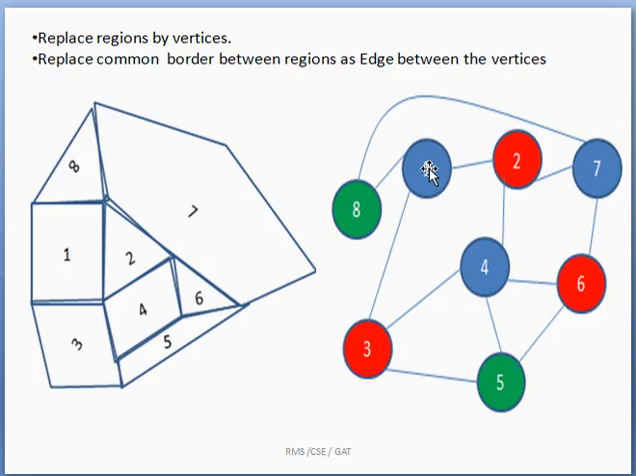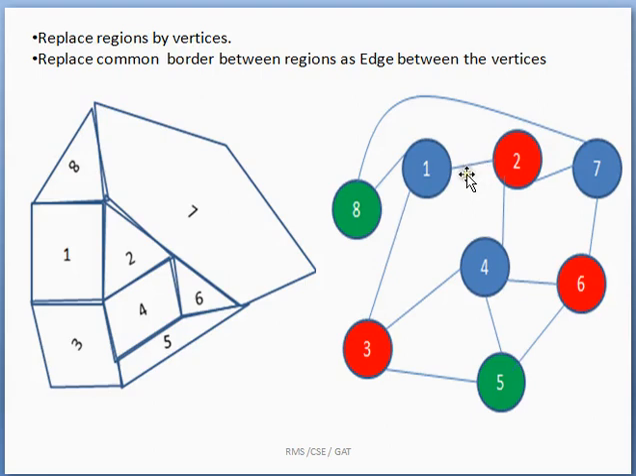Like, vertex 1 has blue, and adjacent to this I have given red. Again, if I go for 4, it is adjacent to 2, so I have given some other color. Whatever method we used for vertex coloring in the previous two examples, using those techniques I have colored this graph.